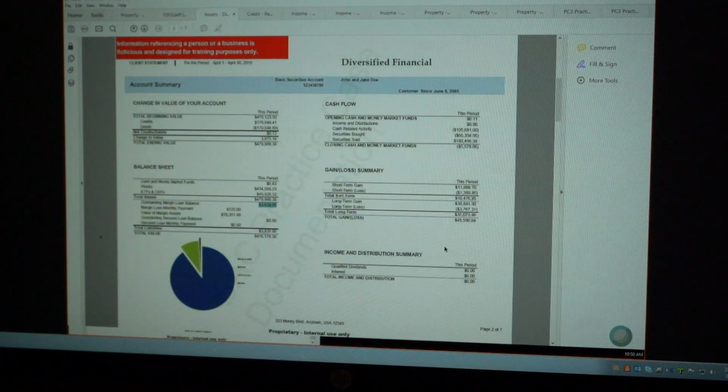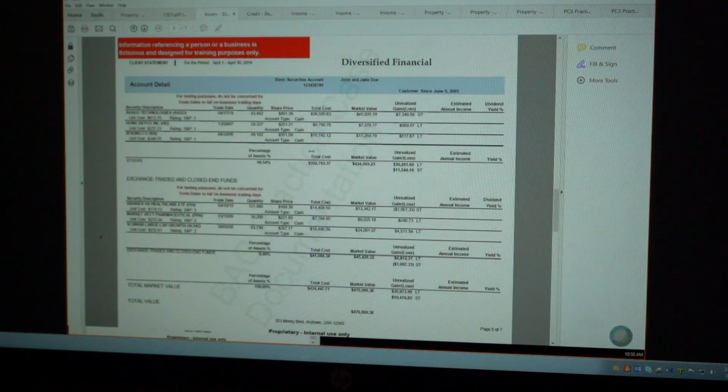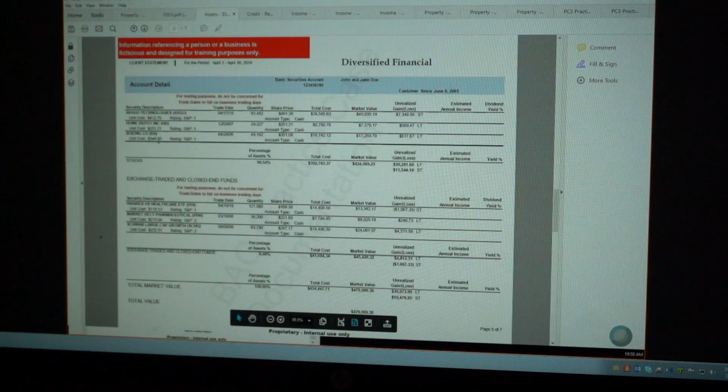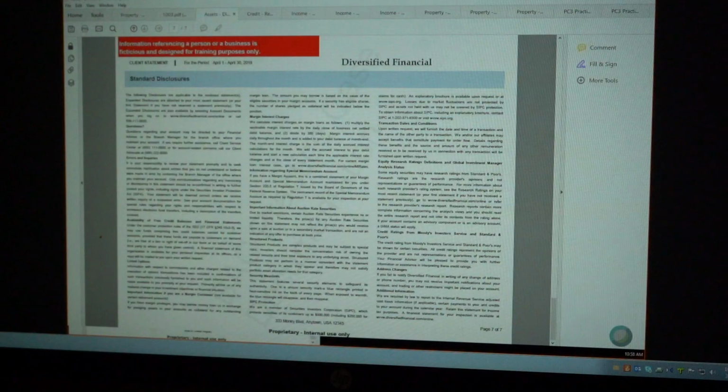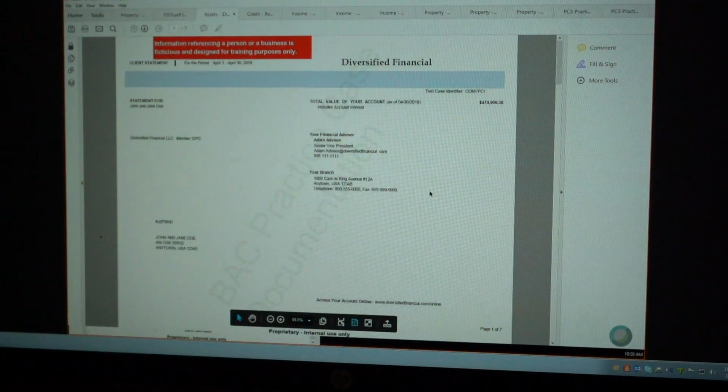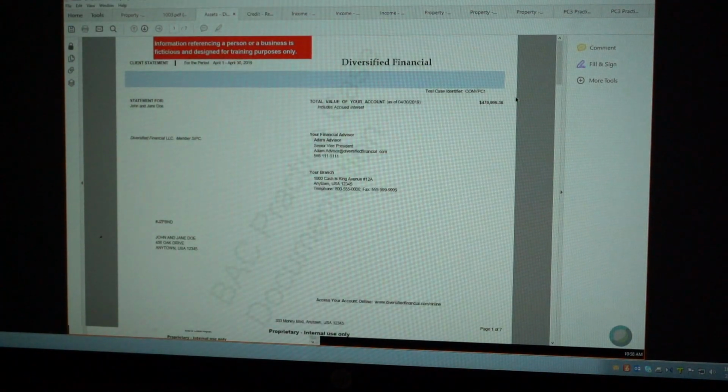Any questions so far? Any questions? Here what they have is just the holdings that they have, just stocks, the warrants, nothing crazy that we need to address here. It's just stocks that they have in the account. You still have to go through it and make sure you have all the pages. All 7 pages are okay. Any questions on the assets at all?